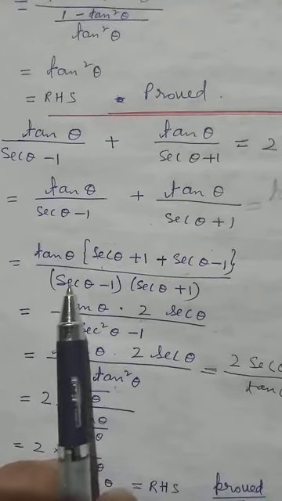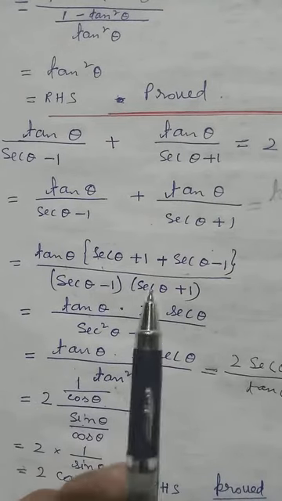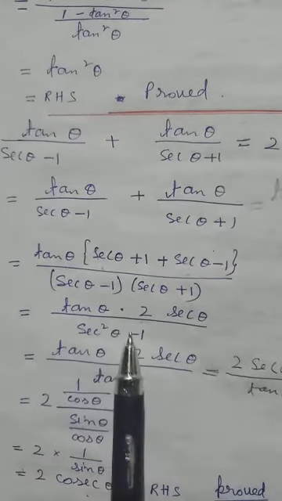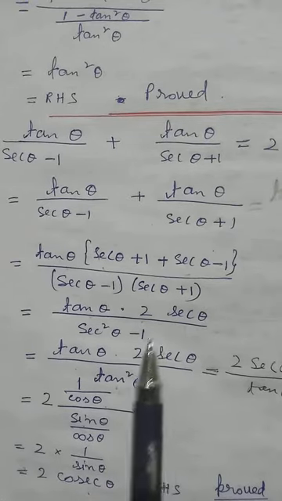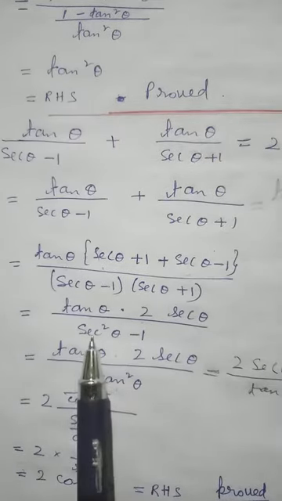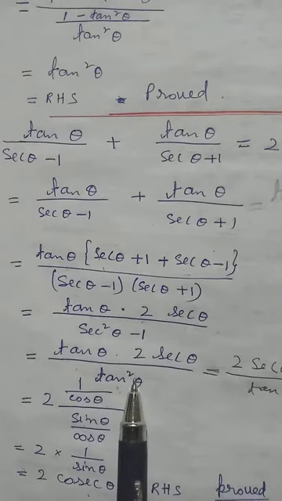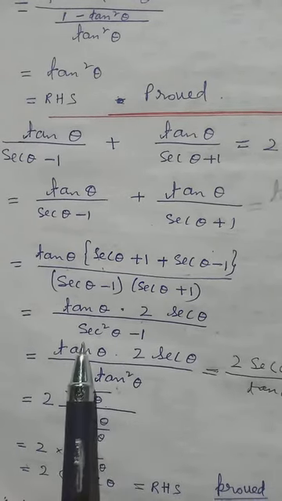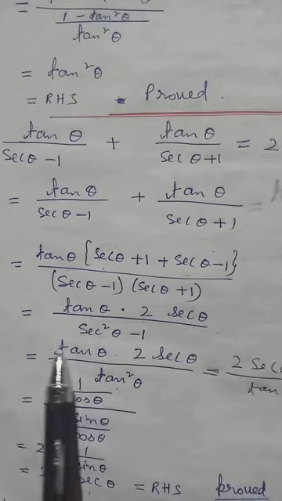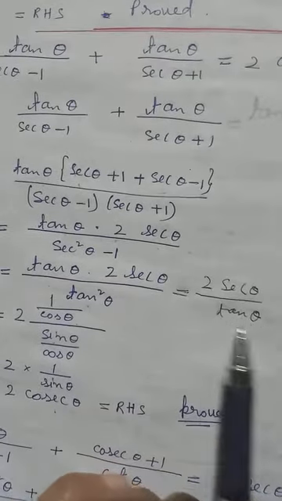Then in the denominator, we can apply a minus b, a plus b, which is a square minus b square. So 1 into 1, 1. If we check from the identity, sec square theta minus 1 will be tan square theta. Here we have 1 tan, here we have 2 tan. So one of it we can cancel. We are left with 2 sec theta by tan theta.